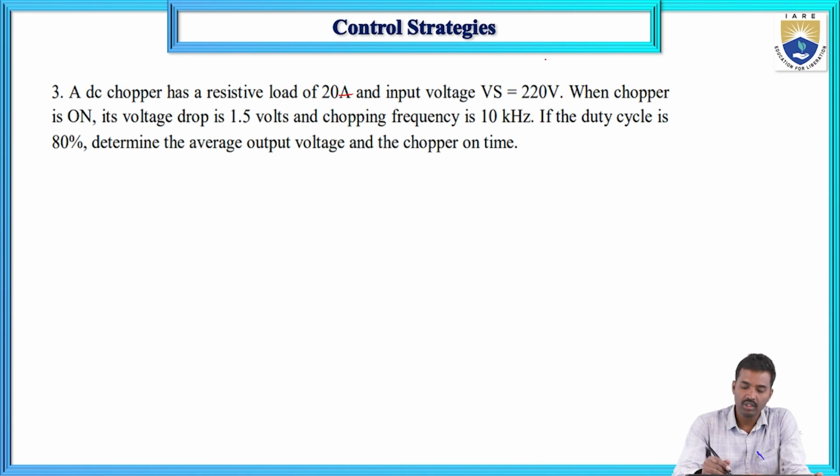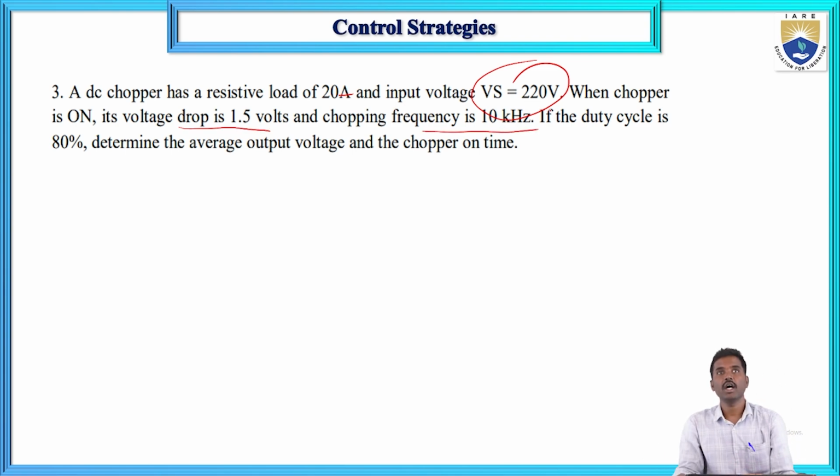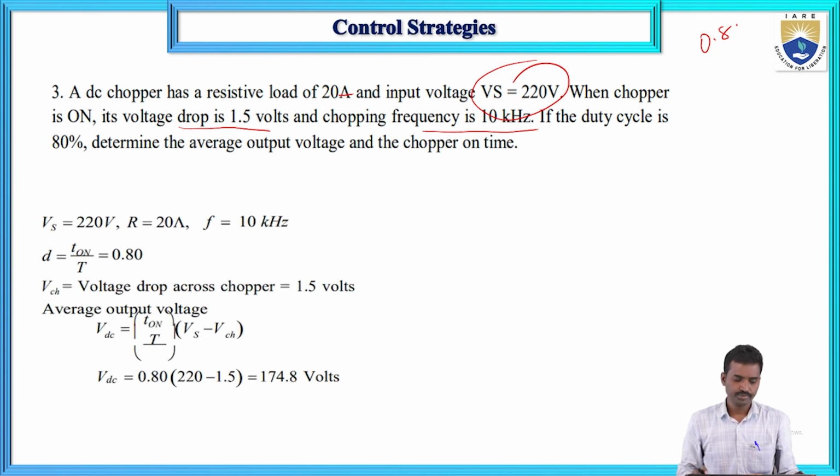And now here the input voltage is 200 volts and the chopper is on. The drop is 1.5 volts and the chopping frequency is 10 kilohertz. The duty cycle is 80 percent, that means 0.8. Now determine the average output voltage and chopper on time.